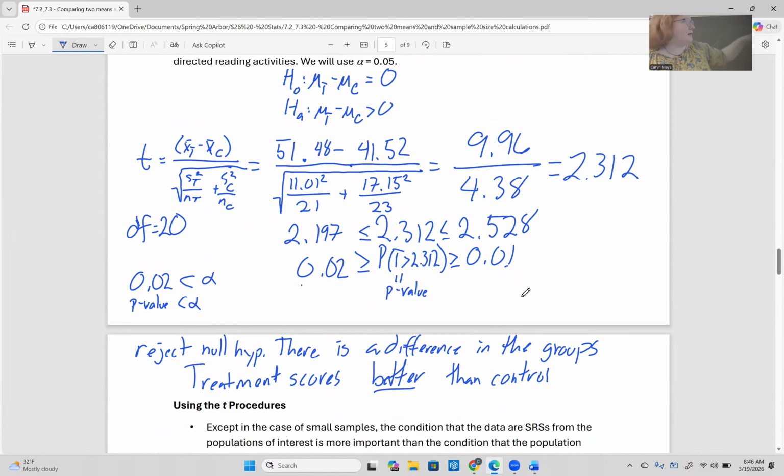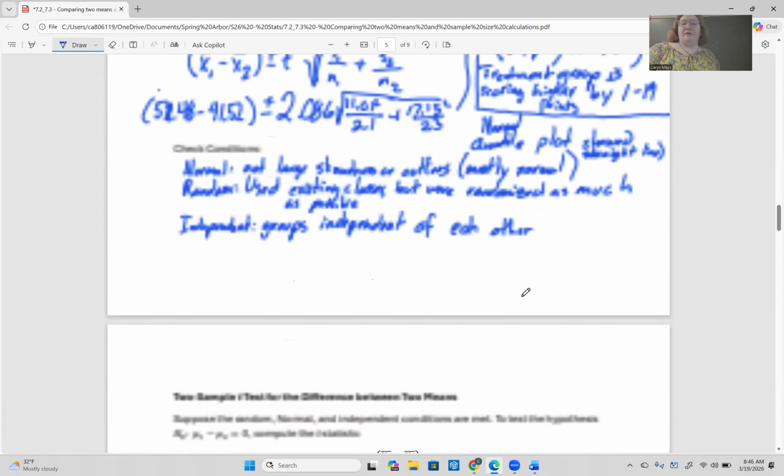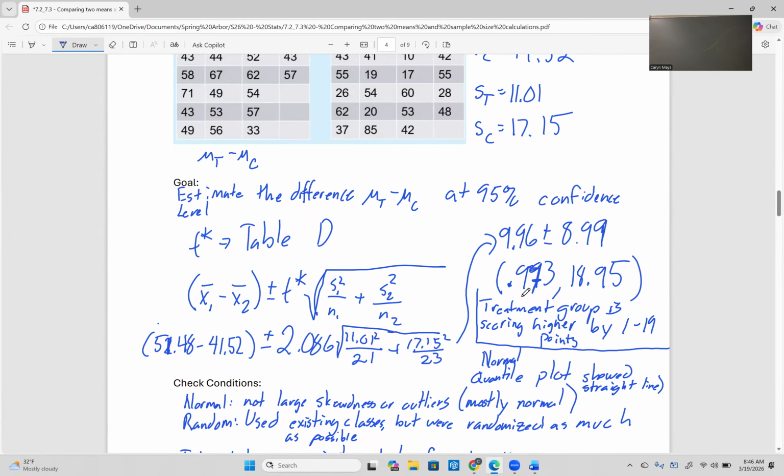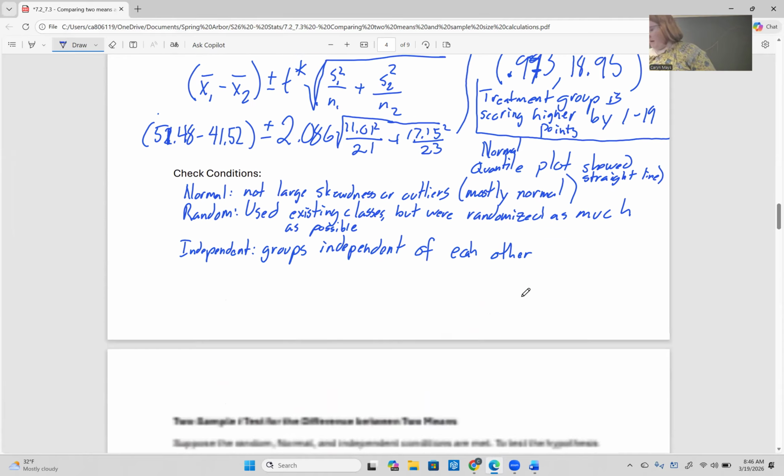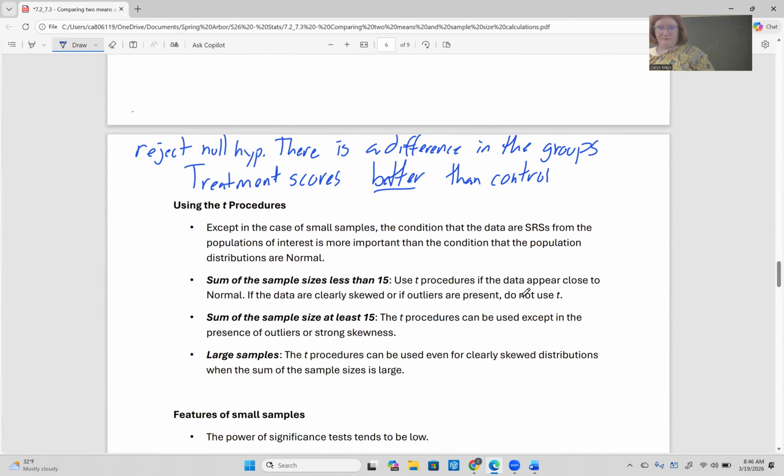Because we would reject the null hypothesis even if this was as low as 0.001. As long as this one was bigger than 0, we're getting that reject the null hypothesis. All right, so some rules.